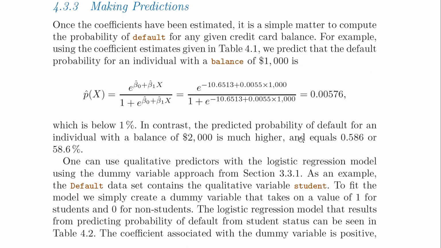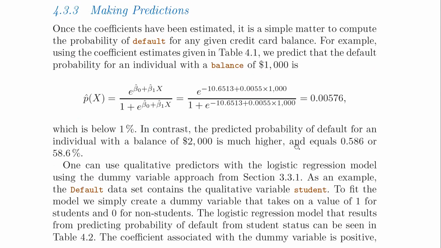Okay, now this is where it gets a bit more mathematical, and hopefully extends our understanding. Let's have a look at a practical example. Once the coefficients have been estimated, and we saw earlier that our coefficients are beta naught hat and beta 1 hat, it is a simple matter to compute the probability of default for any given credit card balance.